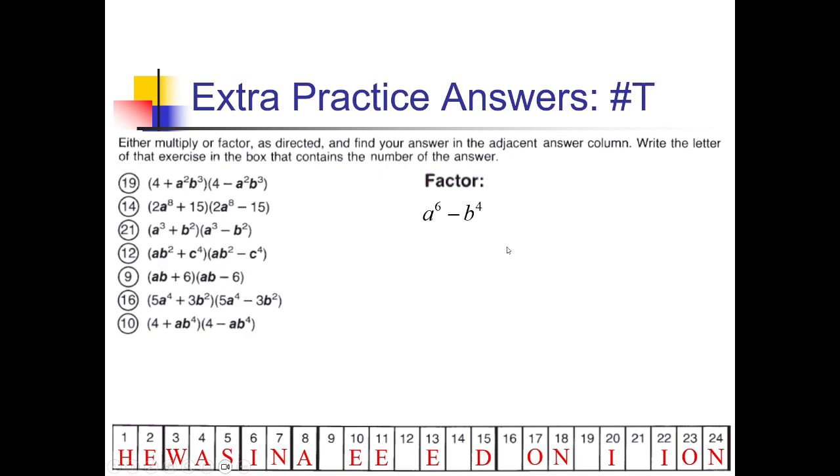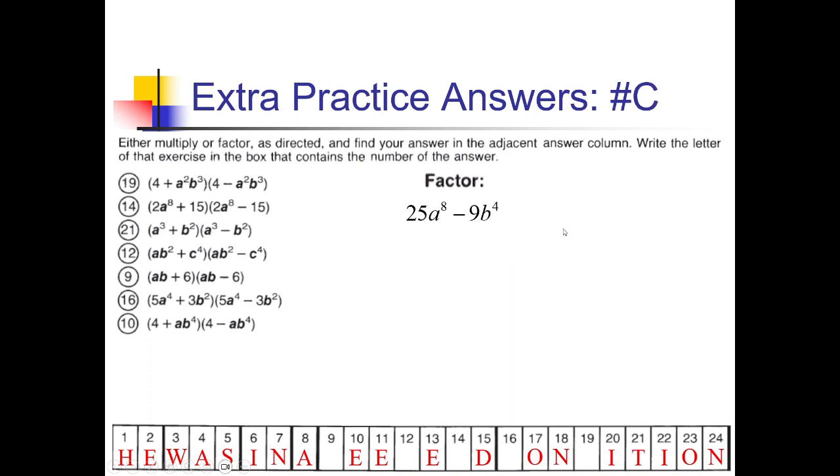Next one is the only problem T of the puzzle. Square root of a to the sixth, dividing that exponent by 2, we have a to the third, a cubed. Square root of b to the fourth is b squared. So a cubed plus b squared and a cubed minus b squared. And that is one of our answer choices, 21 right there. So 21 is going to be a T right there.